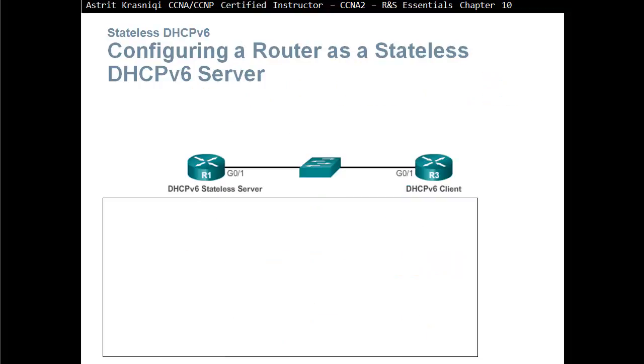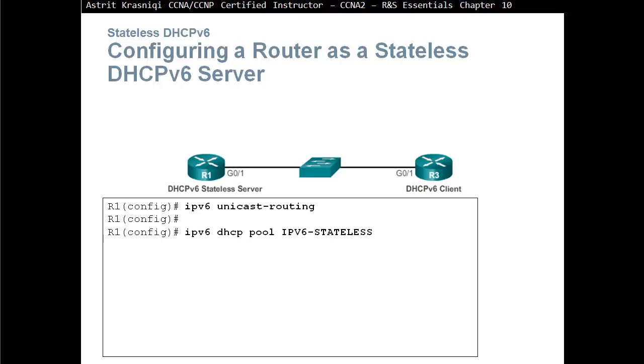Configuring the router as a stateless DHCPv6 server. We still want the client to come up with the IP address itself, but we want to ask the DHCP server for some other information like the DNS and so on. So first we need to enable IPv6 unicast routing on our DHCP server. Then say ipv6 dhcp pool. So we create a pool. It's up to you what name you give to the pool.